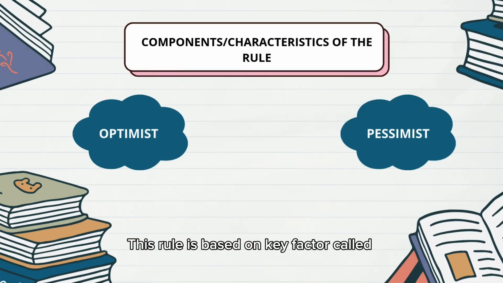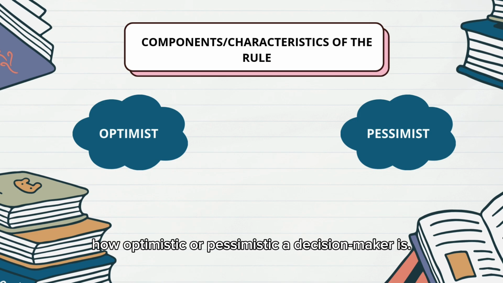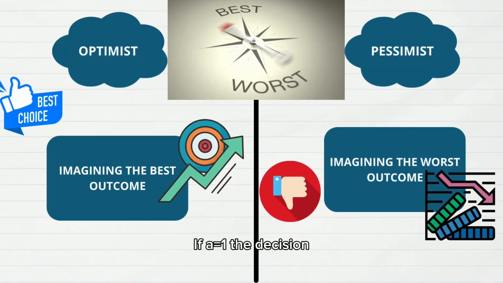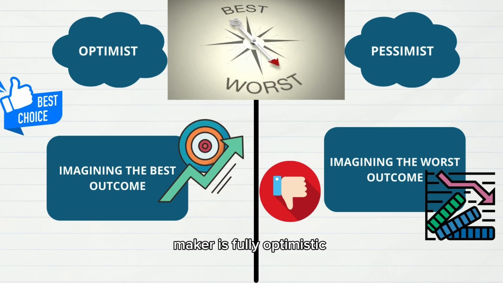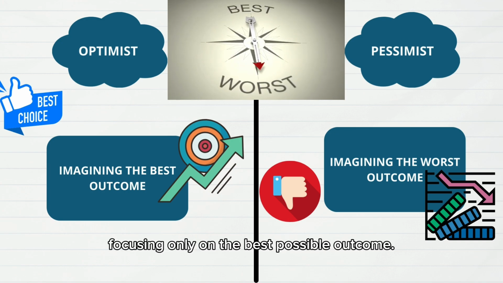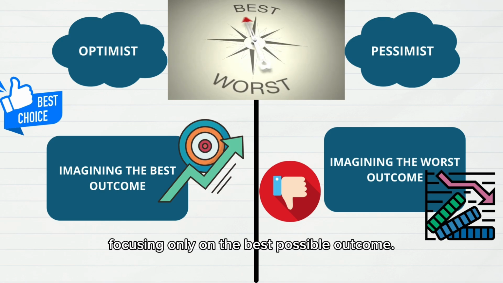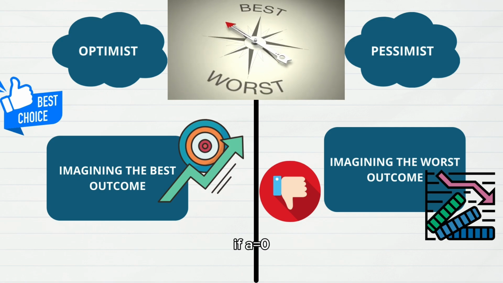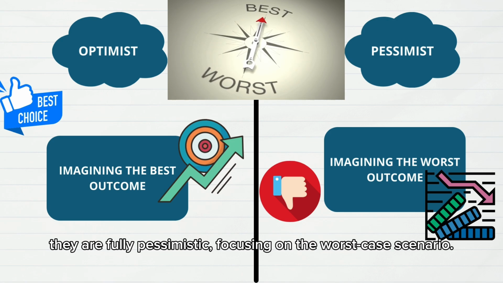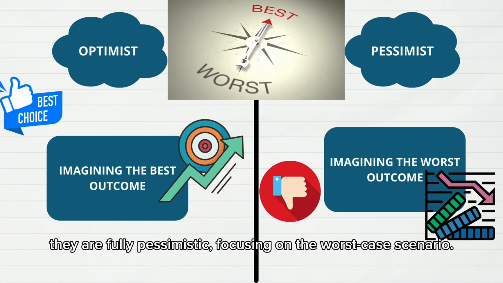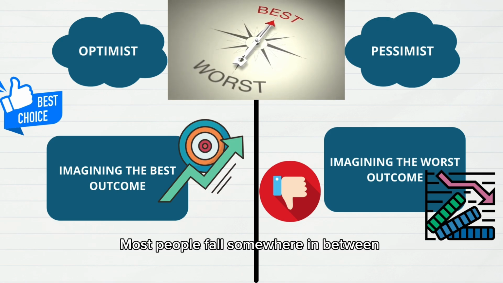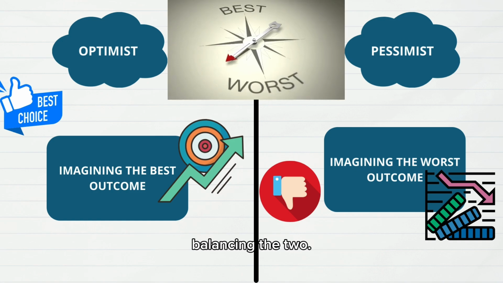This rule is based on a key factor called the Hurwicz coefficient, represented by alpha. This coefficient measures how optimistic or pessimistic a decision maker is. If alpha equals 1, the decision maker is fully optimistic, focusing only on the best possible outcome. If alpha equals 0, they are fully pessimistic, focusing on the worst case scenario. Most people fall somewhere in between, balancing the two.